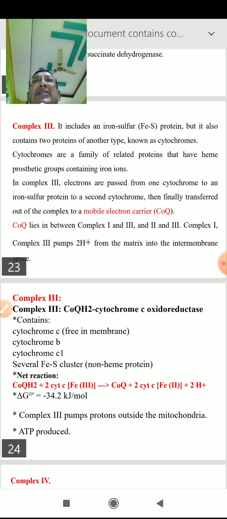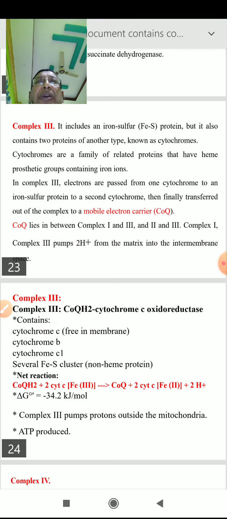The net reaction is coenzyme QH2 plus 2 cytochrome c, along with the iron sulfurs. It will give rise to coenzyme Q and 2 reduced cytochrome c. So iron goes from the ferric to the ferrous state, and 2 hydrogens are liberated. Delta G0 is minus 34.2 kilojoules. Complex 3 pumps protons outside the mitochondrial matrix. Here hydrogen is transported from the M side to the C side. During this translocation, the proton gradient helps in the production of ATP.